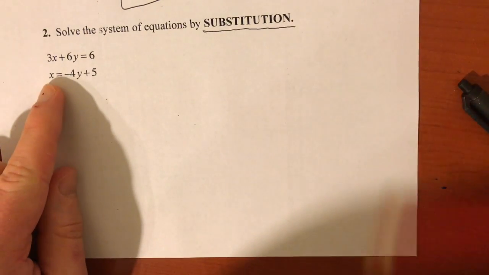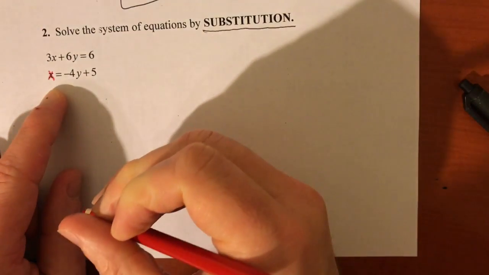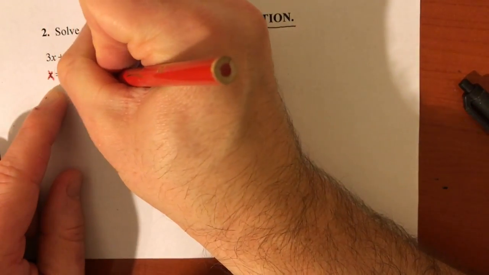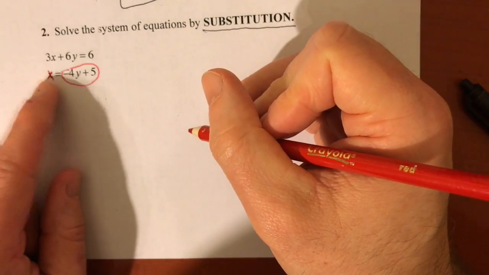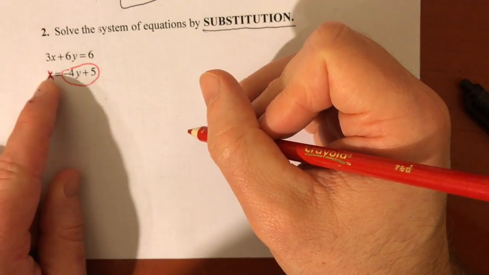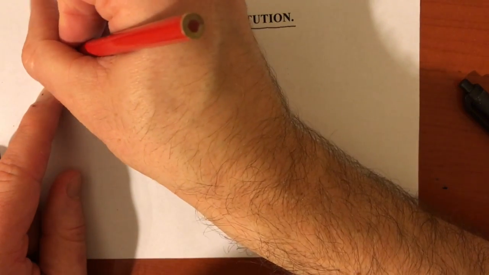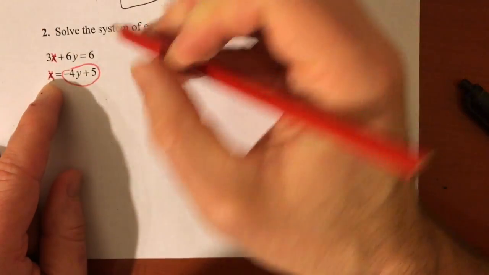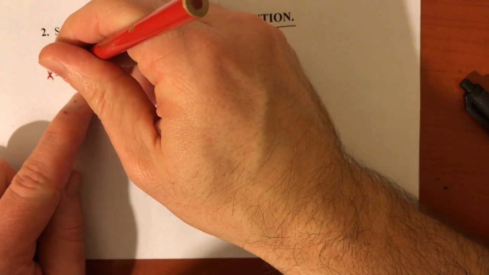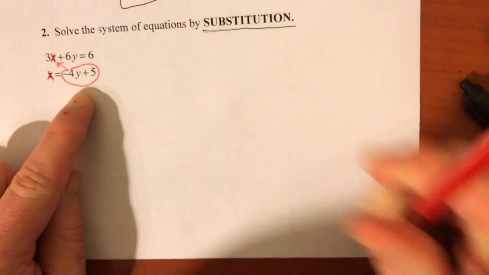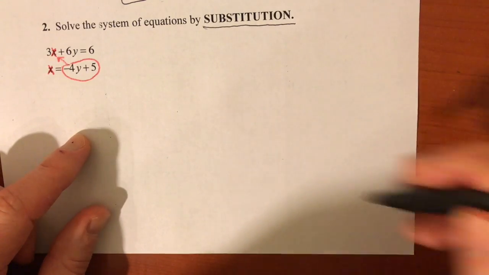And if you'll notice right here, we have x is all by itself. X is equal to negative 4y plus 5. And here's when substitution is great. X is equal to this. So that means I can go into the other equation, and where I see x, that variable that's isolated, I could take that x out and replace it with this. Since x is equal to negative 4y plus 5, I'm going to plug it in there just as if it was a number, but it's a whole algebraic expression.